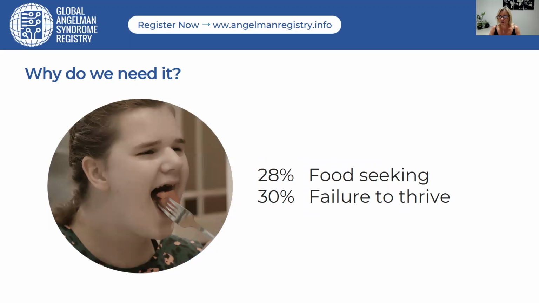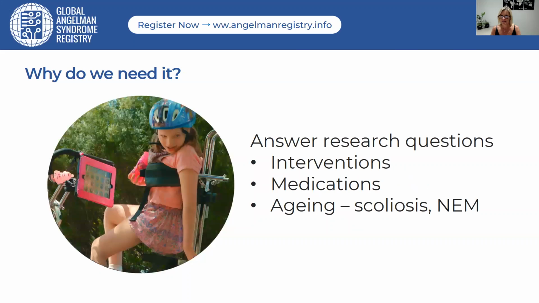And then we look at less common symptoms, such as challenging behaviour around food seeking. 28% experience that, but it's significant behaviours. And then on the opposite end of the scale, we have failure to thrive at 30%. And then why do some individuals with failure to thrive go on to exhibit food seeking behaviours? Well, the more information we have, the better we can understand these types of things.